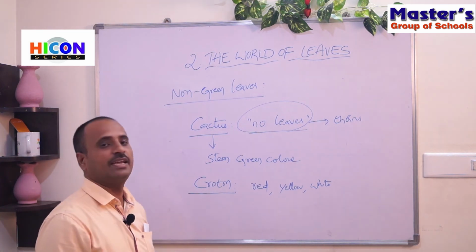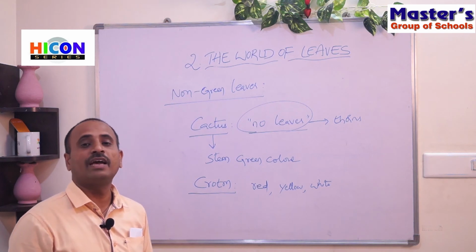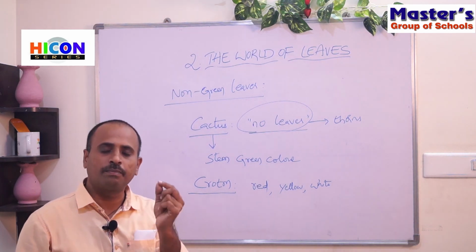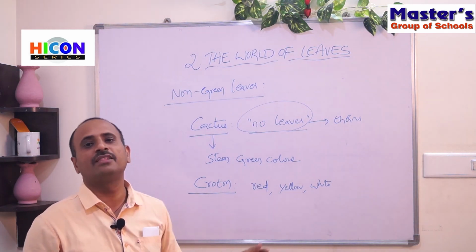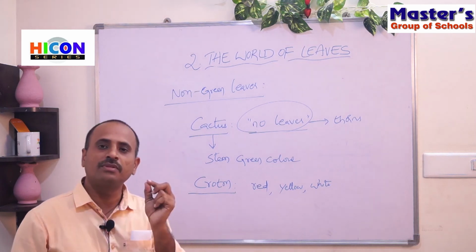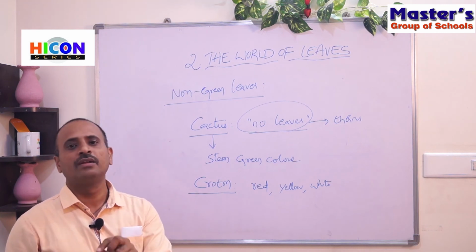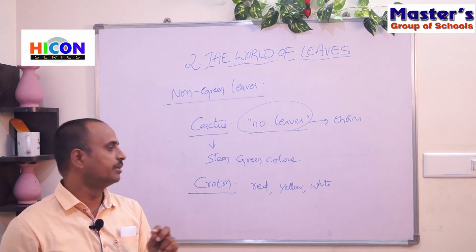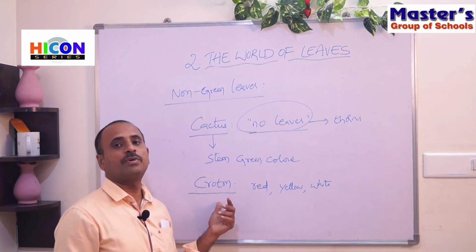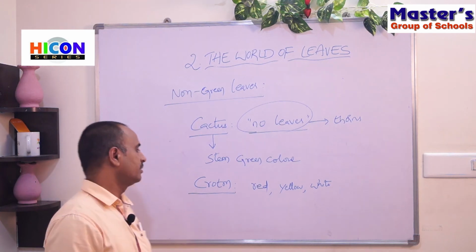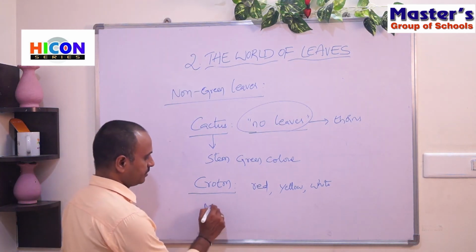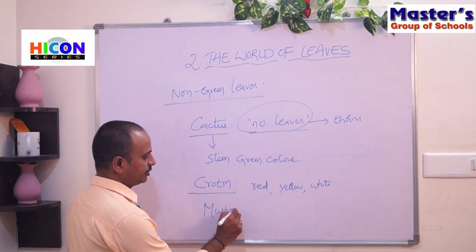Croton plants can prepare their food with the help of the small green parts in the leaves, and those small green parts have chlorophyll, and that chlorophyll helps in preparing the food in such croton plants. And the next one is mushrooms. Have you ever seen mushrooms?